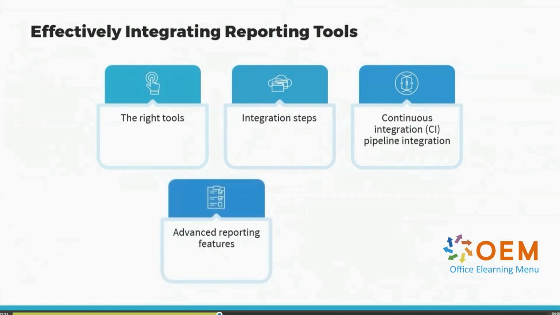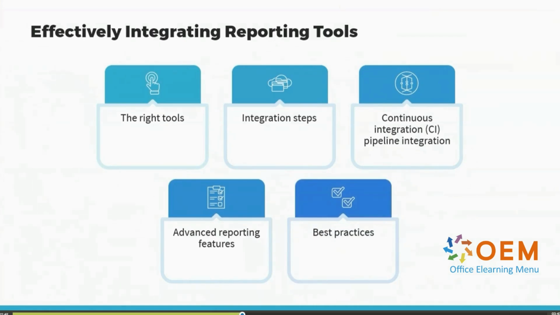Advanced reporting tools such as Allure reports or Extent reports provide deeper insights through trend analysis and rich visualizations. These features help in tracking the effectiveness of tests over time, making the reports more comprehensive and informative. And finally, it's best to regularly review and customize reports to emphasize the most relevant information for stakeholders.